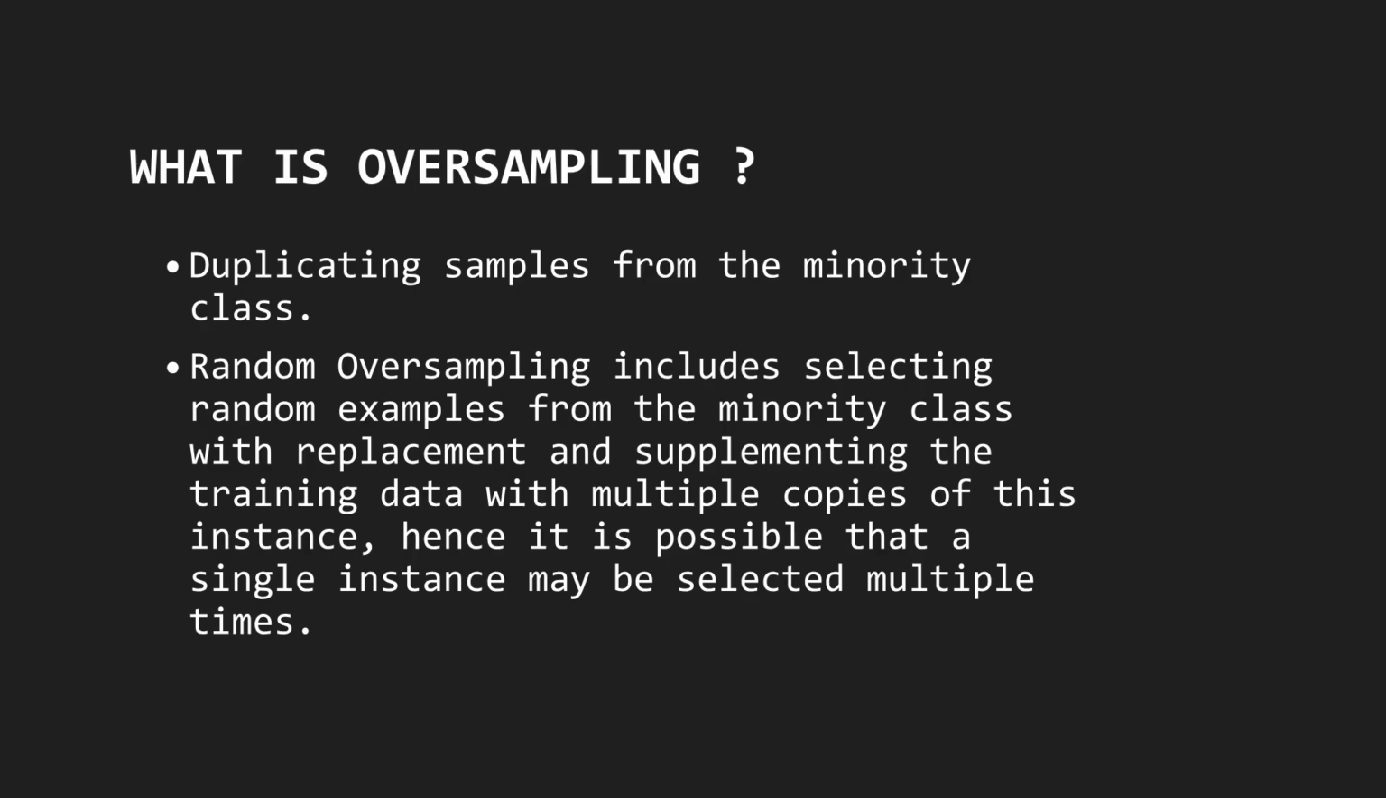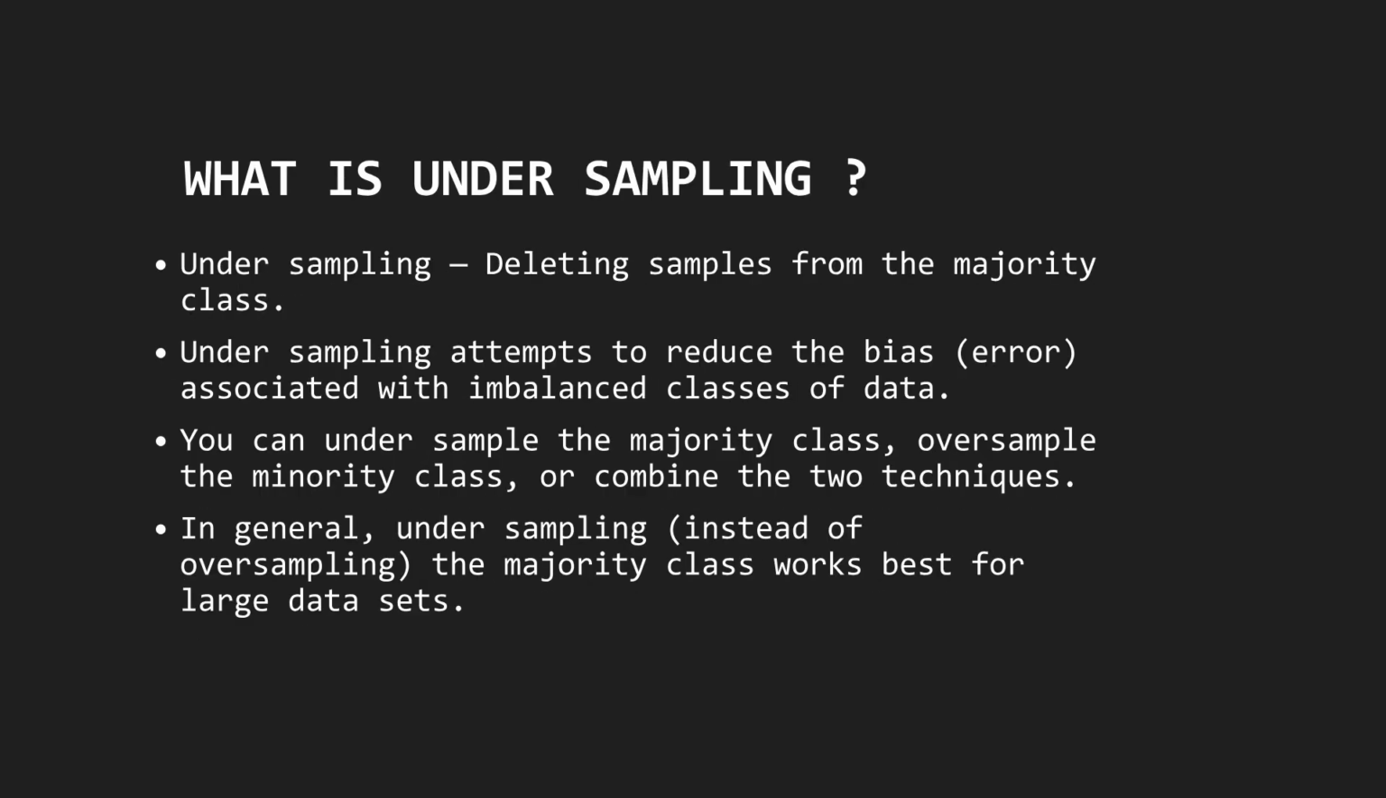Oversampling involves duplicating samples from the minority class. Random oversampling selects random examples with replacement, adding multiple copies to the training data, meaning a single instance might be selected multiple times. Undersampling means deleting samples from the majority class to reduce bias in imbalanced datasets. This can be combined with oversampling the minority class, but undersampling is generally more effective for large datasets.